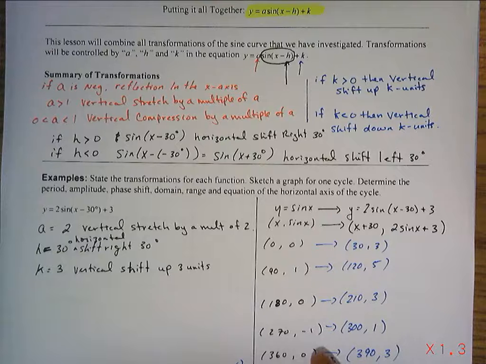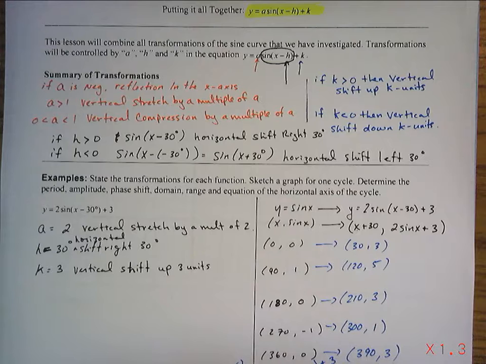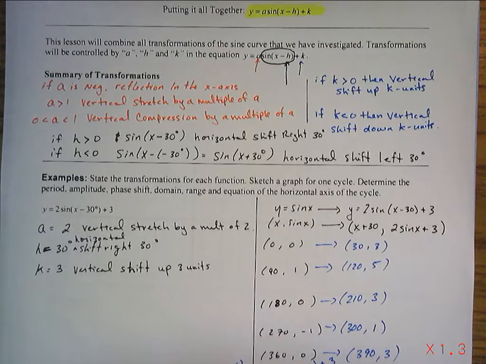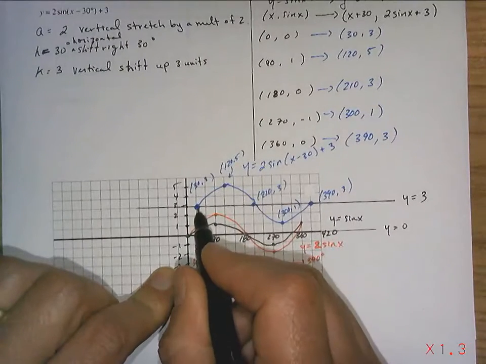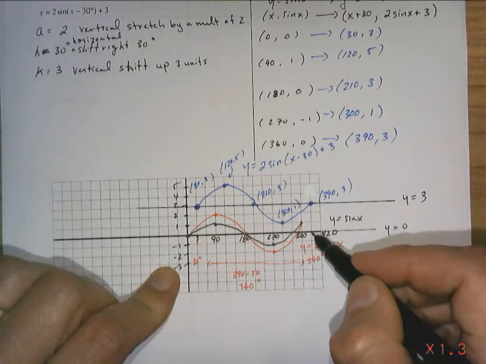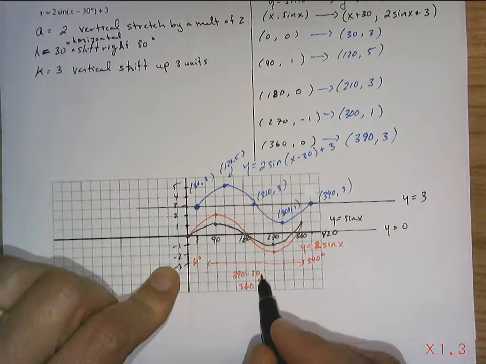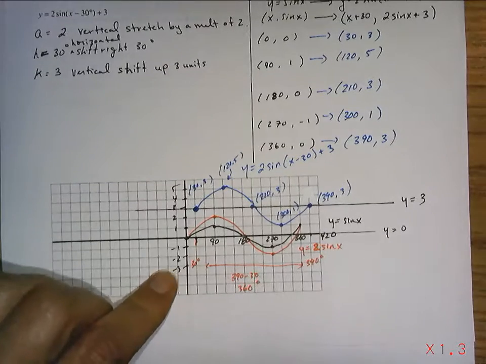The period we should be able to figure out is 360 degrees. It's normally that for one wavelength of sine. So we're going from 30 up to 390 now. The difference between 30 degrees here and 390 degrees here is 390 minus 30, so 360. So the distance between 30 starting here and 390 ending here is 360 degrees. So that's your period.